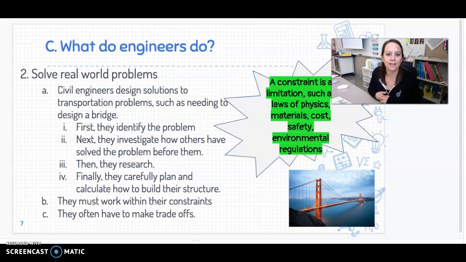So the next thing they do is they investigate how others have solved the problem before them. So they go throughout history and say, well, what else has already been done? Do we need to invent something new, or can we build upon what other people have already found out or what other people have already made?